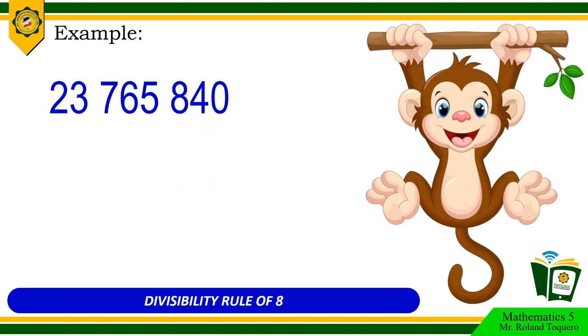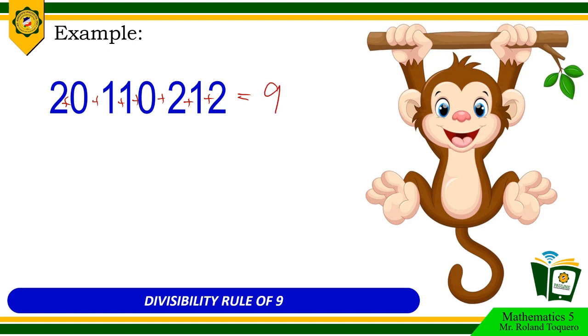For the divisibility rule of 9, it is the same as the rule of 3. A number is divisible by 9 if the sum of all the digits is divisible by 9. For example, 20,110,212. What is the sum of all the digits? The answer is 9. Is 9 divisible by 9? The answer is yes. Therefore, 20,110,212 is divisible by 9.